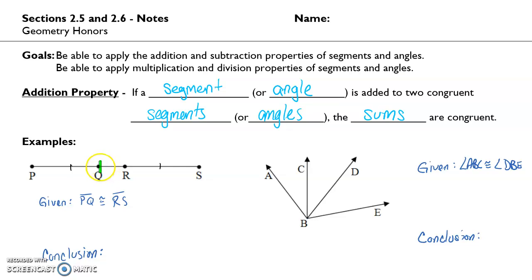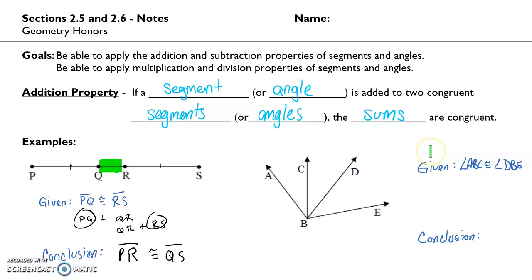Well, in this case, if I add QR to both PQ and to RS, I can make a final conclusion that segment PR, which is going to be PQ plus QR, is going to be congruent, the sums are congruent, to segment QS. That's going to be segment QR plus segment RS. I already know these are congruent. I'm just adding the same thing to congruent segments. My sums are congruent.